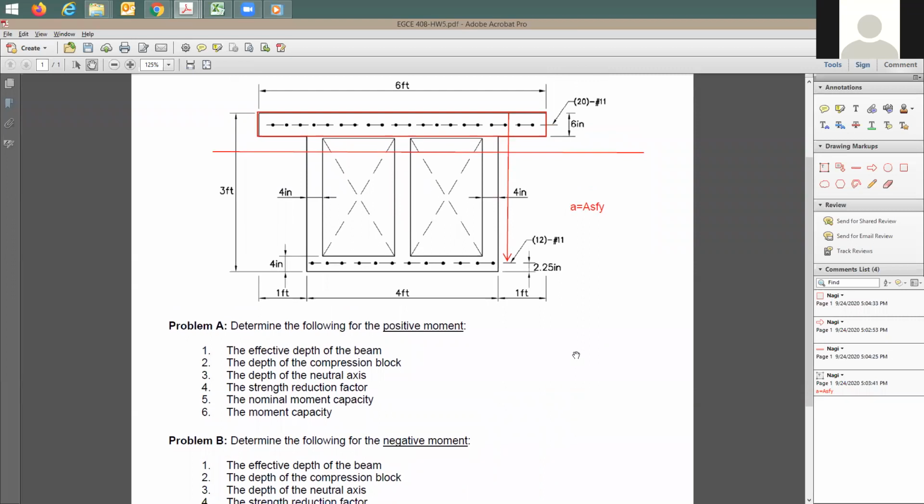Professor, what is a positive moment again? A positive moment? Okay, let me write it here. In positive moment, tension at bottom, right? Compression at top. Got it. Thank you. About the negative moment? It's the other way around. The opposite of this. Thank you. No problem.